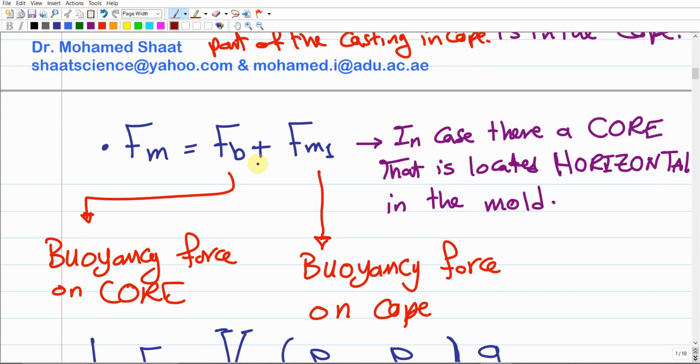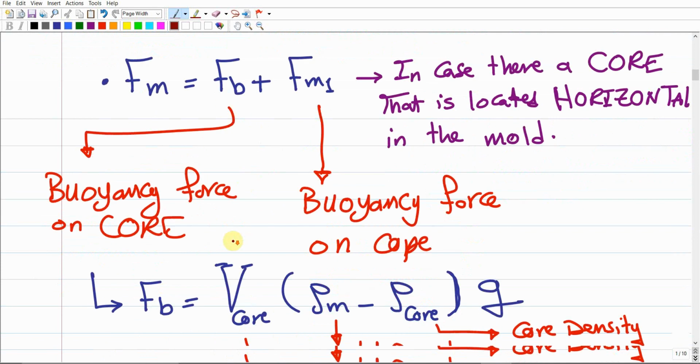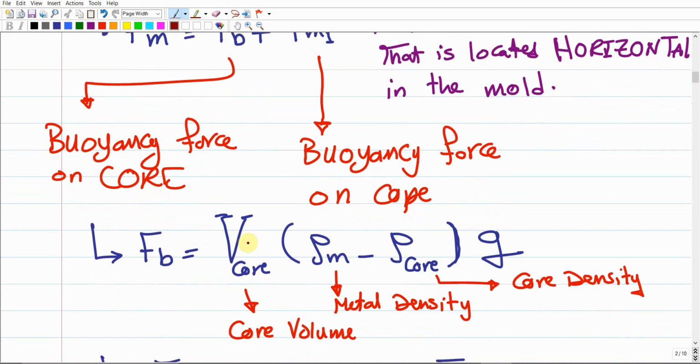One part comes through pushing as a buoyancy force acting on the core, and the second part is a buoyancy force acting on the cope directly from the molten metal, right? This FB, the buoyancy force acting on the core, is going to be the volume of the core times rho, the mass density of the metal, minus the mass density of the core.